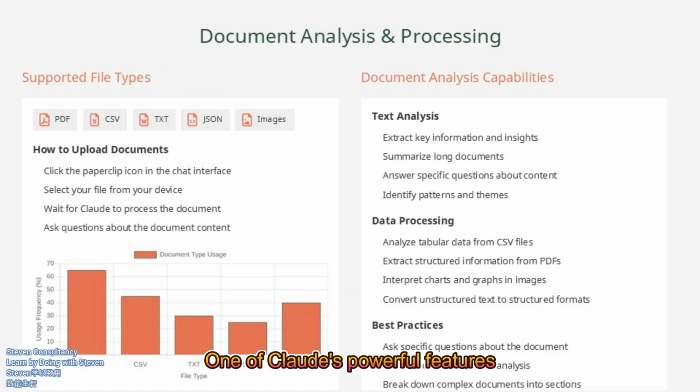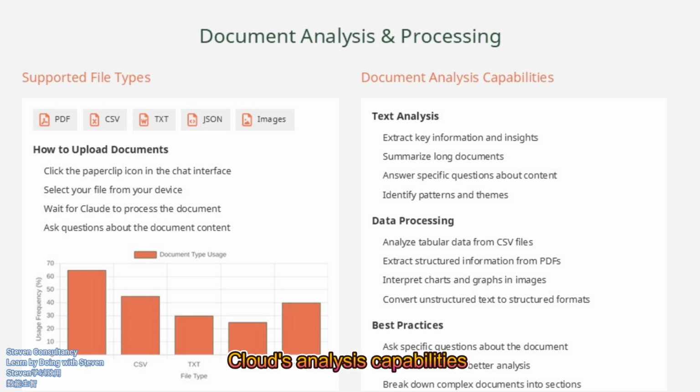One of Claude's powerful features is its ability to analyze and process documents. You can upload various file types, including PDFs, CSVs, text files, JSON, and even images. The bar chart shows that PDFs are the most frequently used file type, followed by CSVs and images. To upload a document, you just click the paperclip icon in the chat interface, select your file, and wait for Claude to process it. Once it's ready, you can ask specific questions about the document's content.